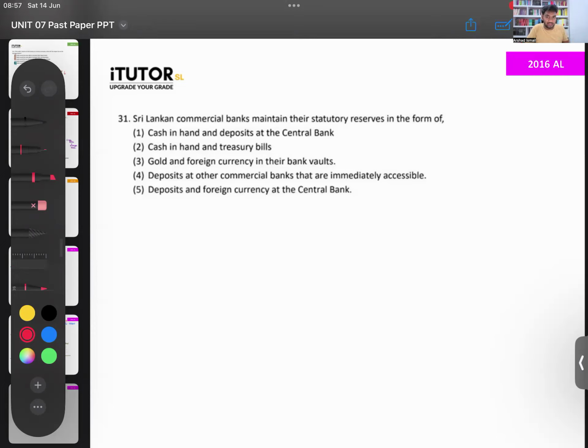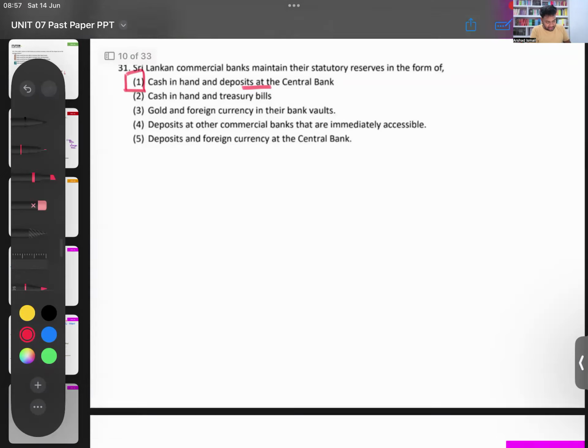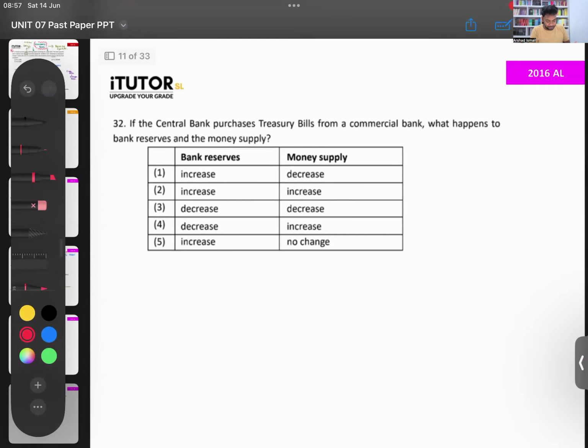Answer number 1 then, no? Cash in hand and deposits at the central bank. Most of it would have been deposited, but immediately when a customer comes and deposits money, every time a transaction happens, you can't go and run to the central bank. So some of it, immediate ones, will be there in the bank safe at the end of the day, and physically that cash won't move. It's an accounting transaction that actually happens. Done. Then the next one, 2016, there's a lot of questions, no?